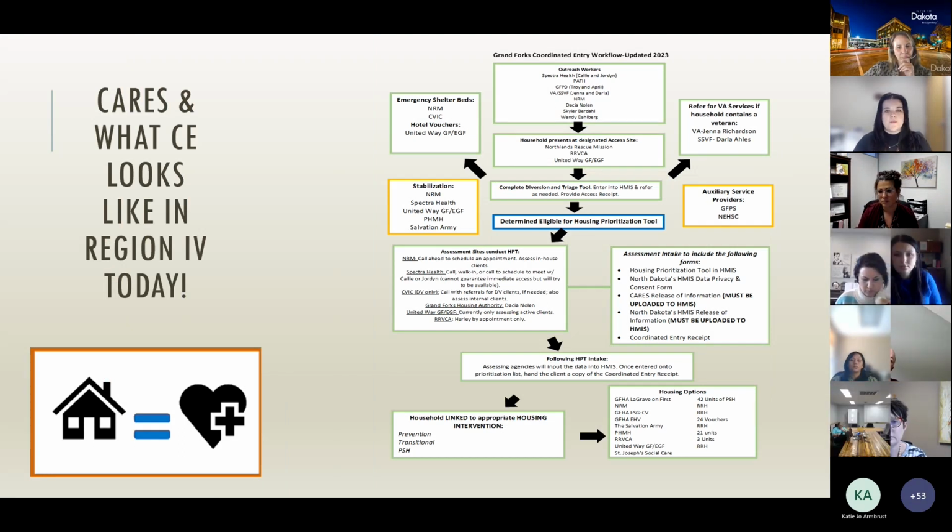Okay, so this is something that we in Grand Forks have developed over the last, I would probably say 2.5, 3 years or so, but this is our coordinated entry workflow. Basically, this is how coordinated entry looks like in our community as of today.